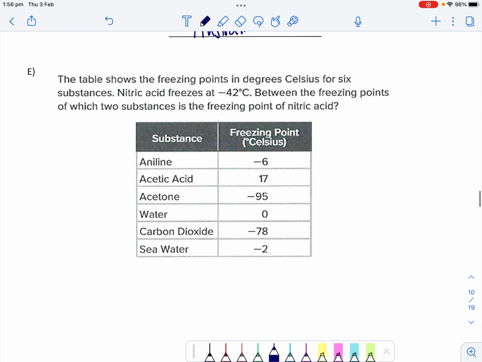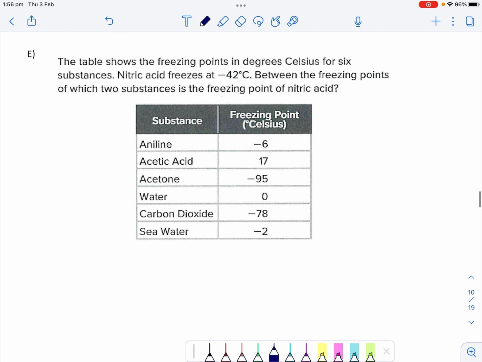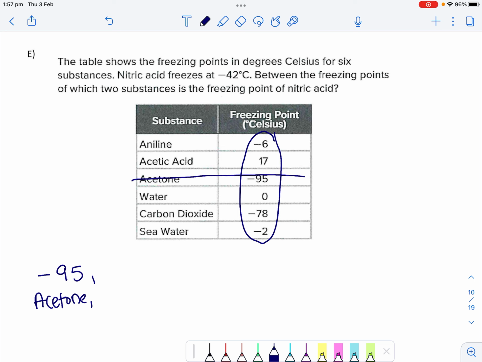Part E says the table shows the freezing points in degrees Celsius for 6 substances. Nitric acid freezes at negative 42 degrees Celsius. Between the freezing points of which 2 substances is the freezing point of nitric acid? Well, the first thing I'm going to do is I'm going to order these numbers from least to greatest by their substance. So negative 95, or acetone, is first. So I'm going to cross that out. Then carbon dioxide at negative 78.